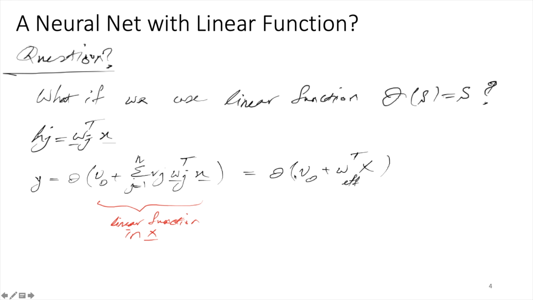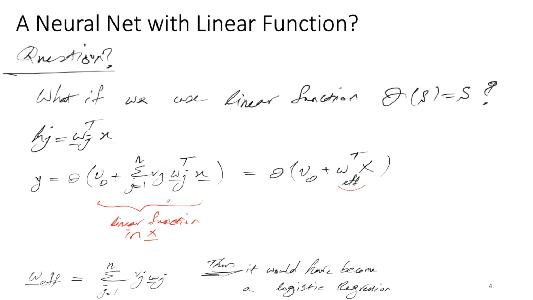Because if you calculate the output of that, it would be V0 plus W transpose X, and we would call this W_eff, just to distinguish between our previous W's and this one. Thus, W_eff was the summation of Vj Wj's, as we mentioned up there. And finally, if you use a linear function as your classifier in a neural network and you stack them up in multiple layers, actually it would become a logistic regression at the end.